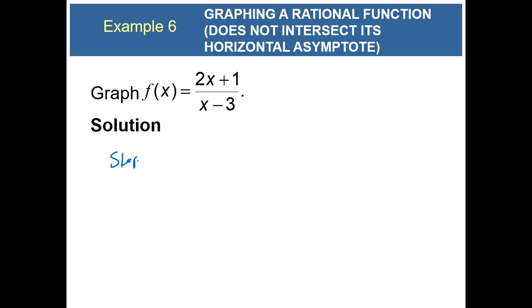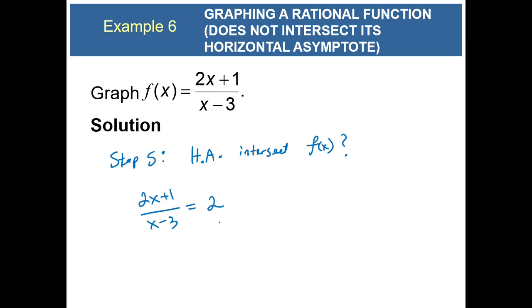Step 5. I want to know if our horizontal asymptote is going to intersect our graph f of x. And that's the question we're going to answer in step 5. So we're going to set (2x plus 1) over (x minus 3), which is f of x, equal to our horizontal asymptote, which was 2. I could solve for x now. Let's multiply both sides by x minus 3. The x minus 3's cancel out.